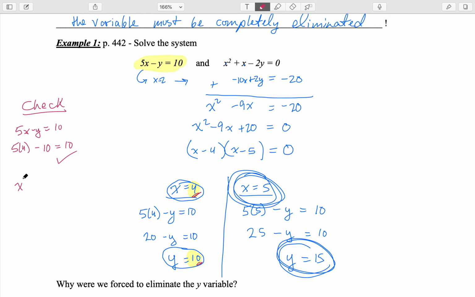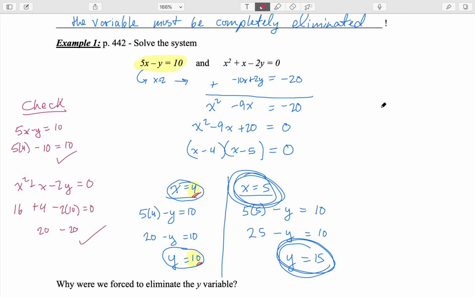Okay, hang on. x squared plus x minus 2y equal to 0. x squared, so 4 squared, 16, plus 4 minus 2 times y, 2 times 10, is equal to 0. This is 20 minus 20. Yes, it works. Yay!